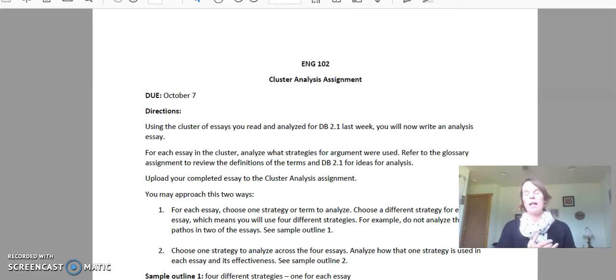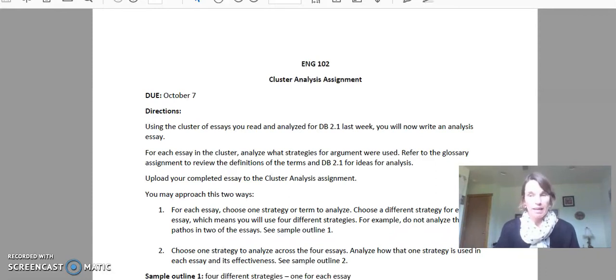Lastly, some word choice to avoid. First of all, again, we're avoiding second person, the use of the word you in academic writing. And so I saw that quite a bit in the discussion board. So watch out for the word you in your essay. We may refer to the reader, we may refer to the author, we may refer to the audience, but we're not referring to you.